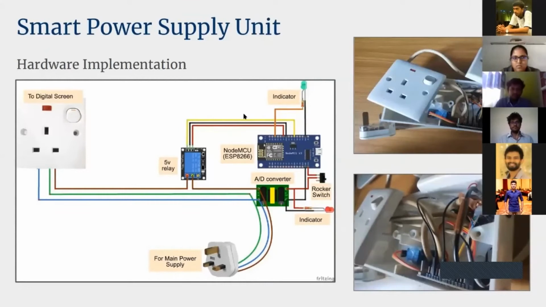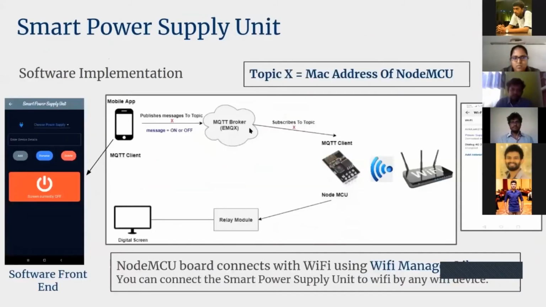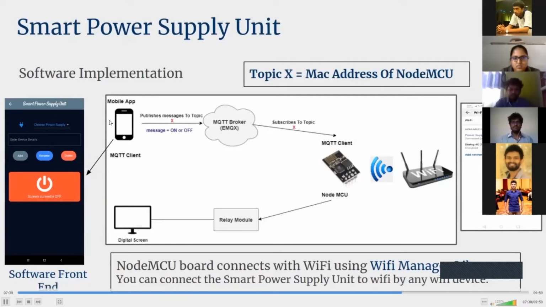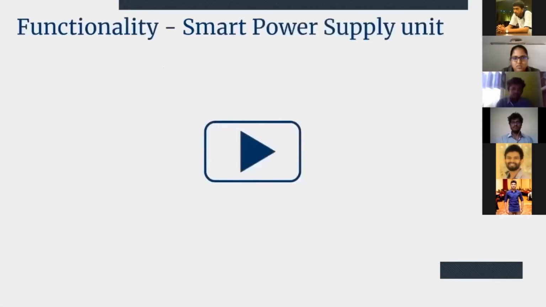In the software implementation, we are using an MQTT broker to communicate the app with the Node MCU. For the topic, we are using the MAC address of the Node MCU. Once the application publishes a message, which is on or off, the Node MCU will subscribe to that topic and trigger the relay module accordingly to control the screen. The Node MCU board will be connected to Wi-Fi using the Wi-Fi manager library, which we have implemented for user friendliness. I will explain it in the demonstration.